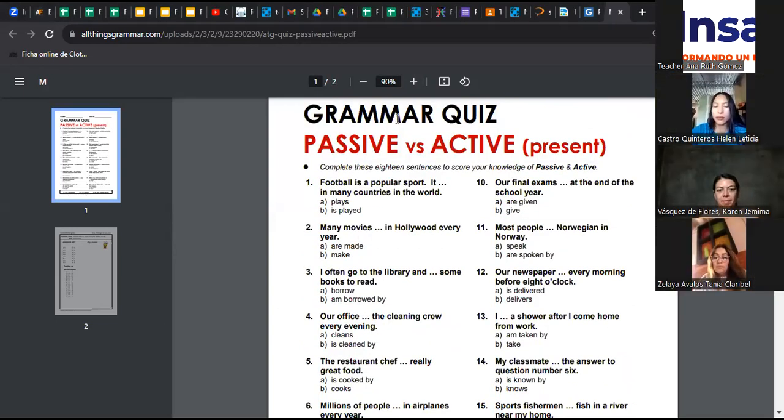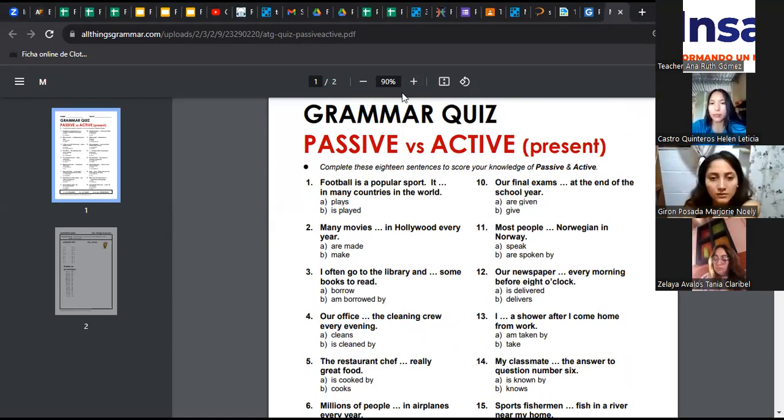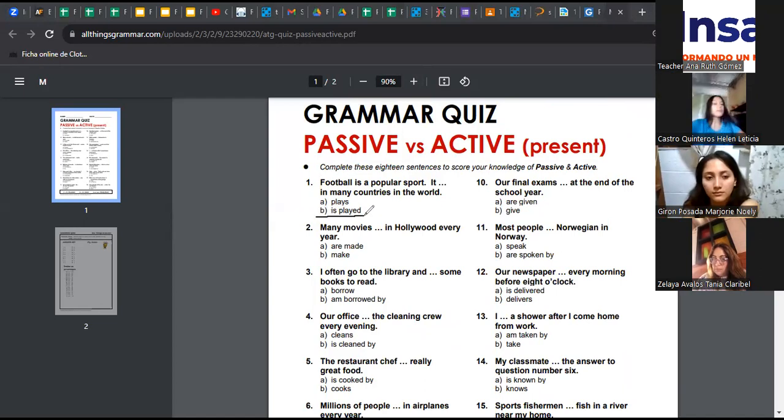B. Very good. Football is played. It is played. Letter B. Number 1 is letter B. What about number 2? Passive voice, right? Letter A. Yeah. Number 2, letter A. Very good.